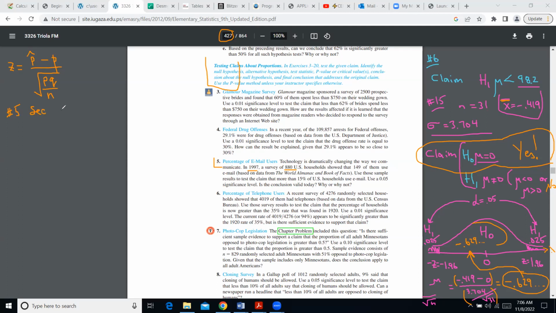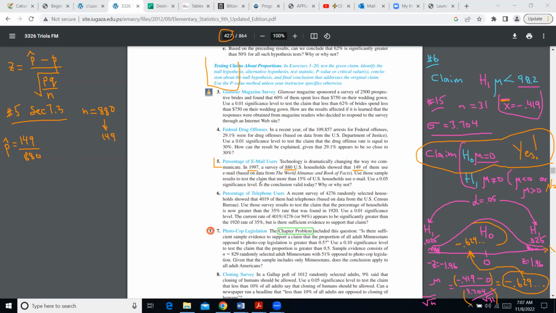So we're dealing with, that's 7.3, right? Sample size of 880 with 149 using email. So out of 880, 149 were using email. So I can say P, the proportion of people that used email in those days, was not that big. It's 149 from 880. Okay.